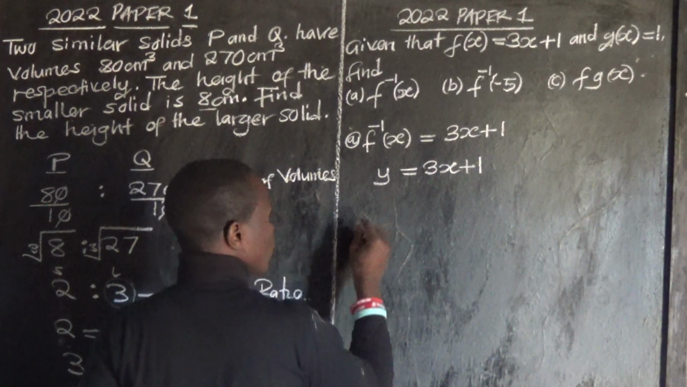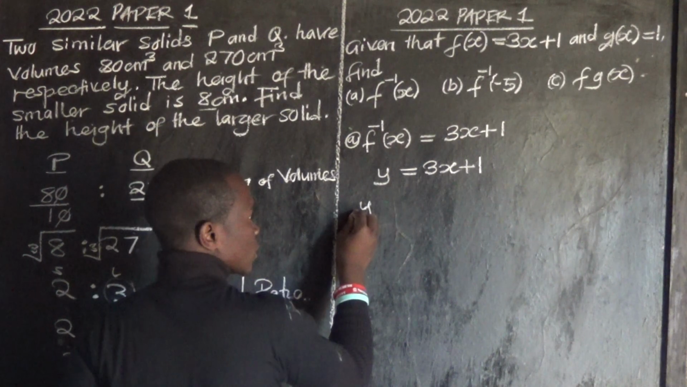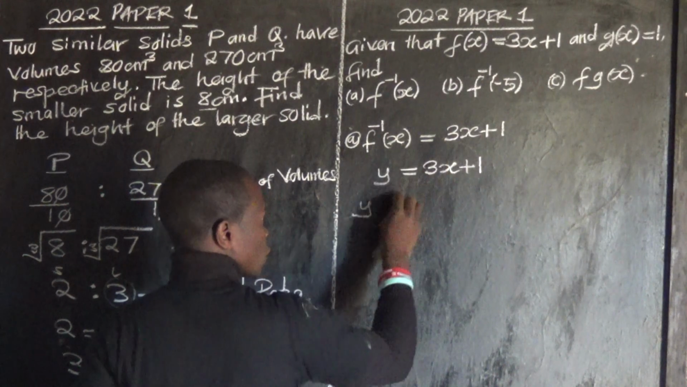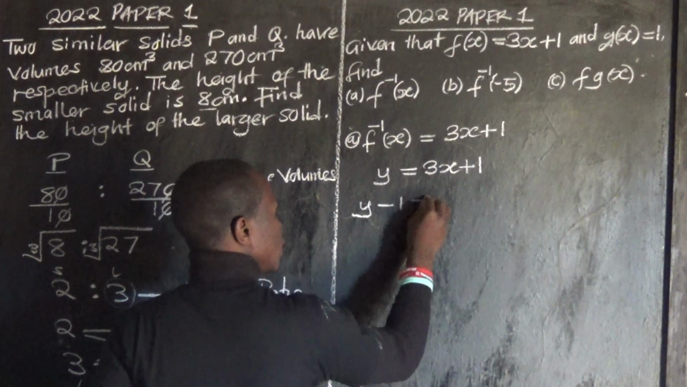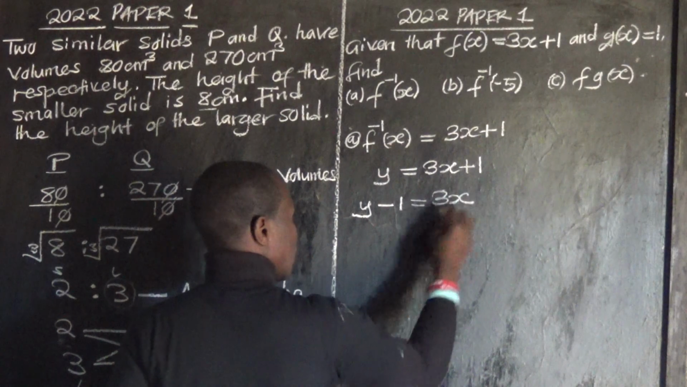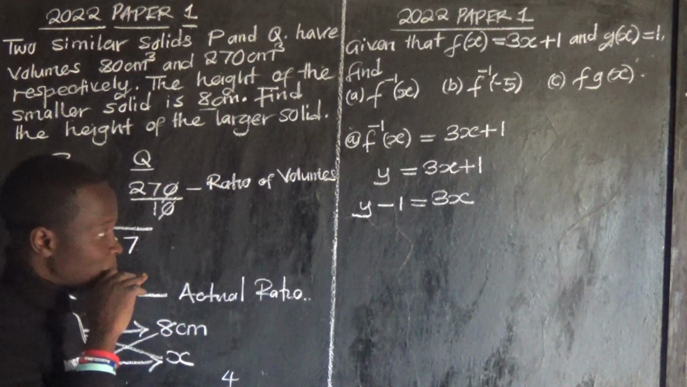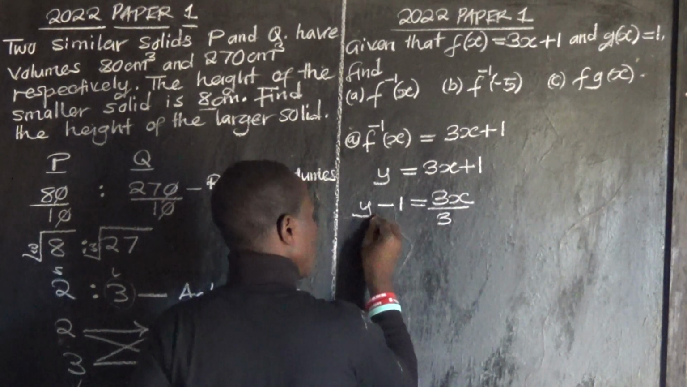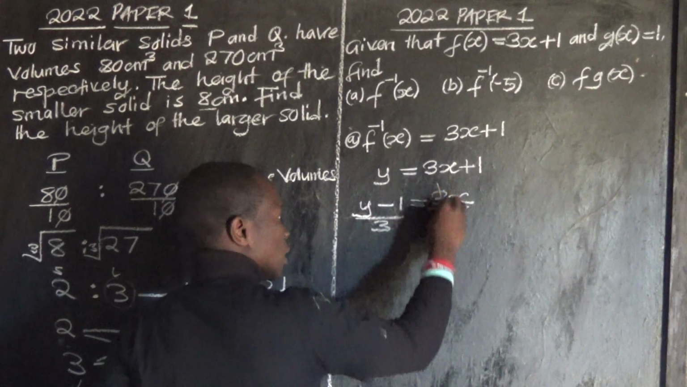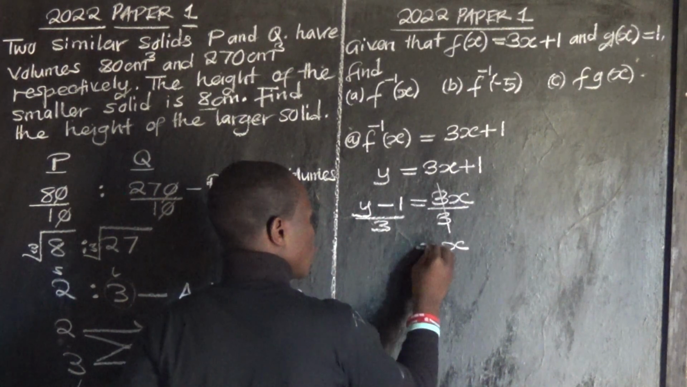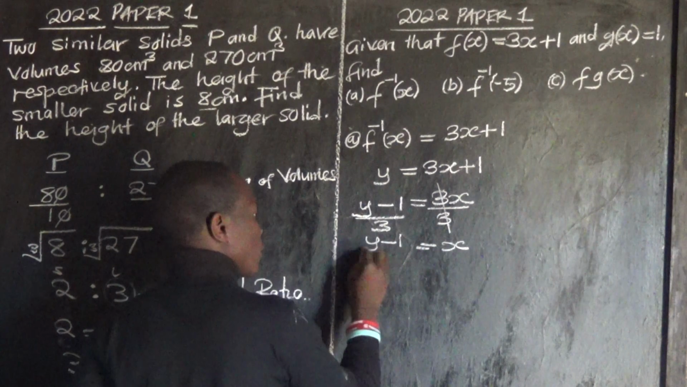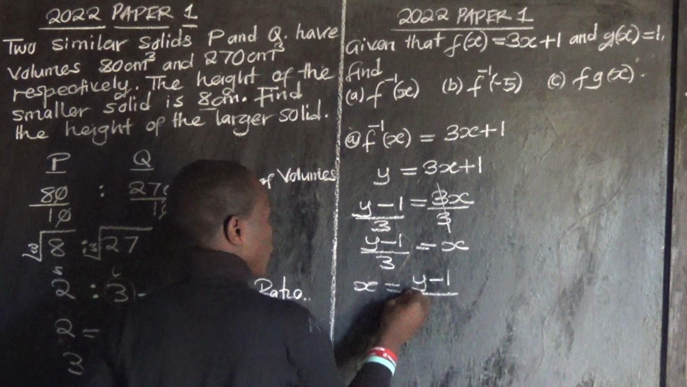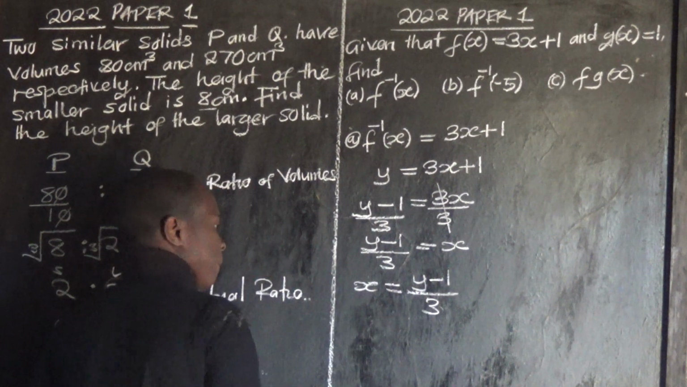So step number 1, we're going to say y. We transpose the positive 1, and on the other side it becomes minus 1, so y minus 1 is equal to 3x. Are we together? For us to remain with x, we need to get rid of 3, so we divide by 3 on both sides, so that this can go. So x is equal to y minus 1 over 3. Are we together?